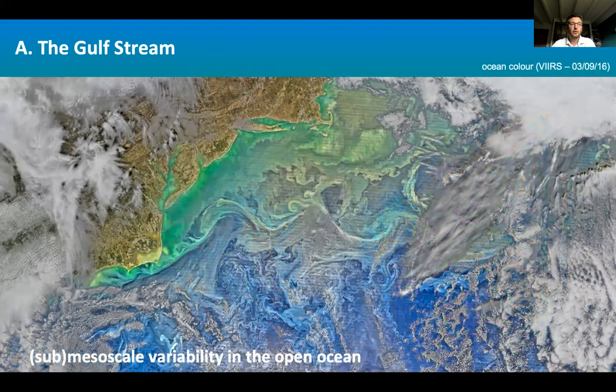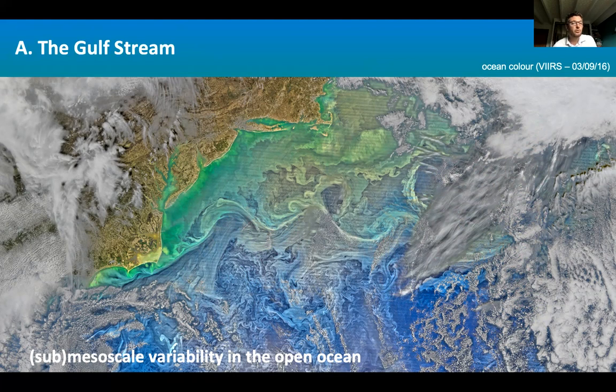If you look at the Gulf Stream more closely after it has separated from Cape Hatteras, you'll also see a lot of meanders, Gulf Stream rings, and also submesoscale structures in the form of fronts, filaments, and eddies with spatial scales on the order of kilometers, as seen on the ocean color image visible here.